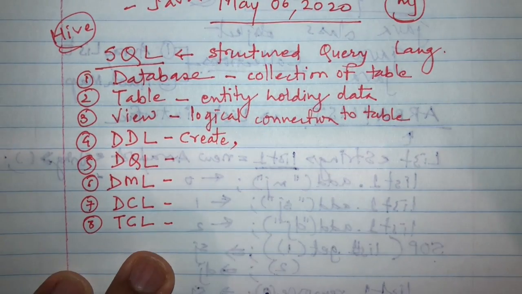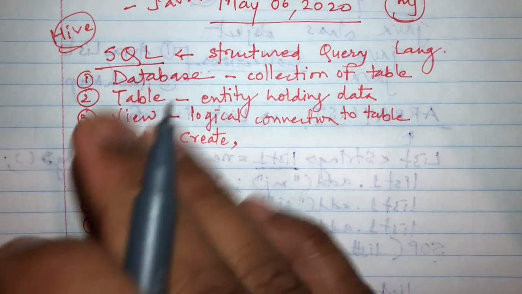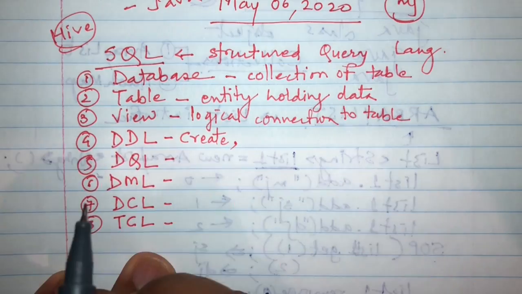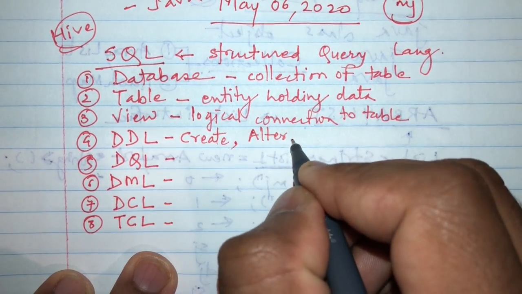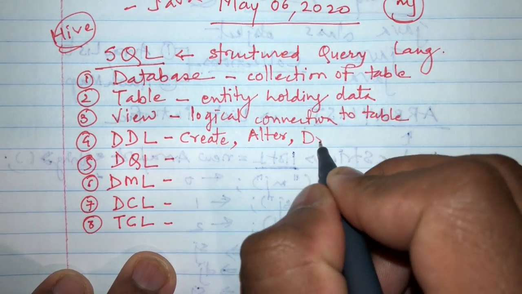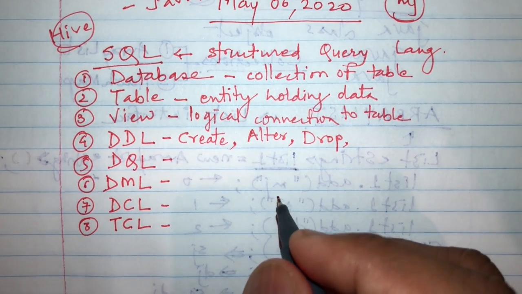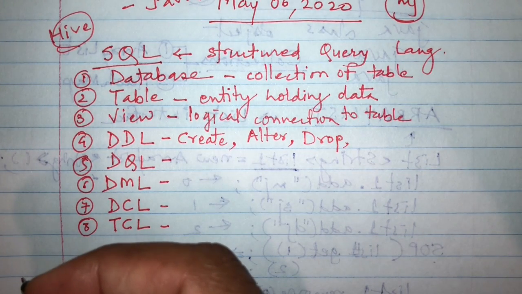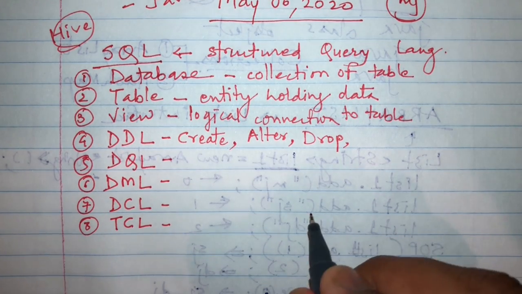Again, very high level. Create is used to create a database or table or view. Then the alter command is used to change the data type or structure of a table. Drop is used to drop the table. It means that it will wipe out the table as well as the data too.